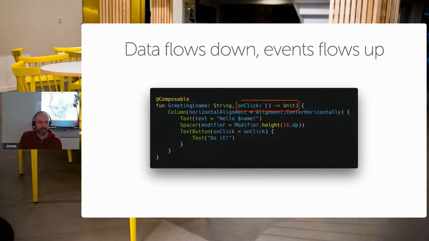And events is the click. So here we have an on click. Someone could be interested in this: it is a functional reference also. So this is kind of how you pass up events as functional references. And as you see here in this text button, they have this on click. So when someone clicks a button, this event is passed up by calling this functional reference.